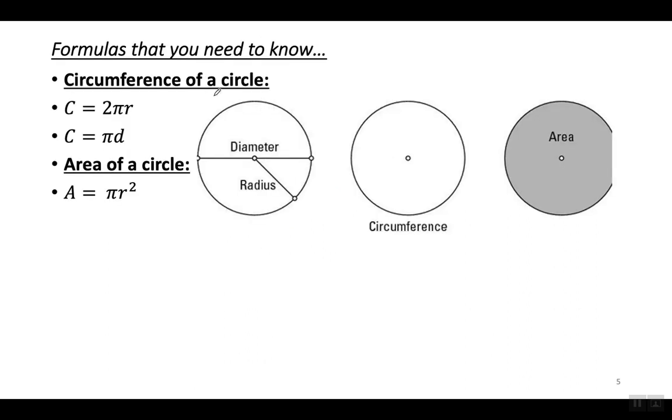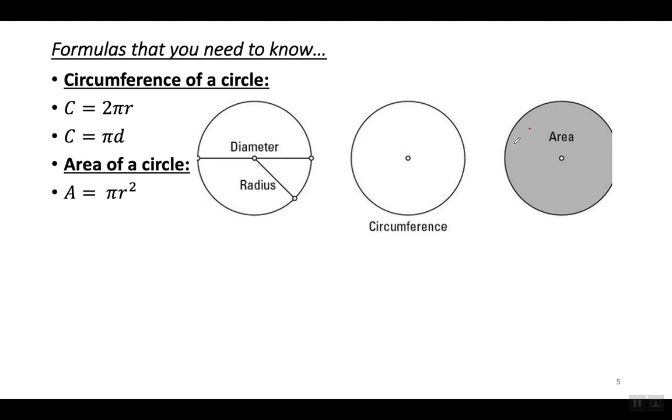These are basic formulas from middle school. So first of all, the diameter. This is the diameter. It's a chord that goes from one end of the circle to the other, going through the center of the circle. And the radius is the distance from the center to the circle. The circumference is the distance around the outside of the circle. The circumference has two formulas: 2 times pi times radius, or pi times diameter.